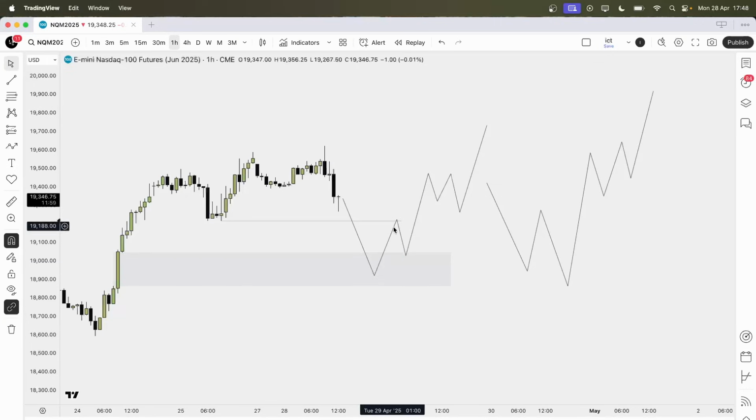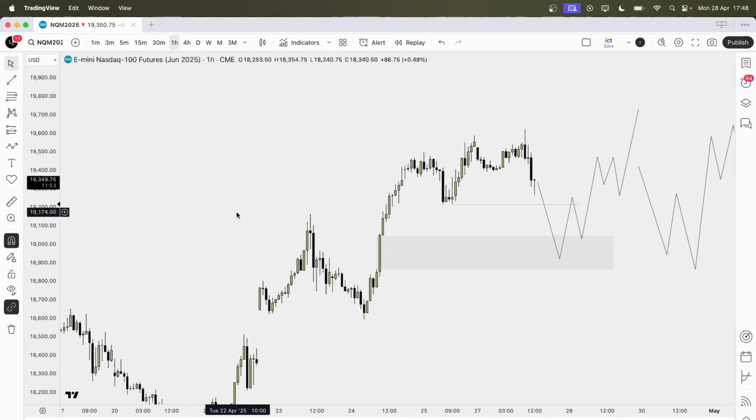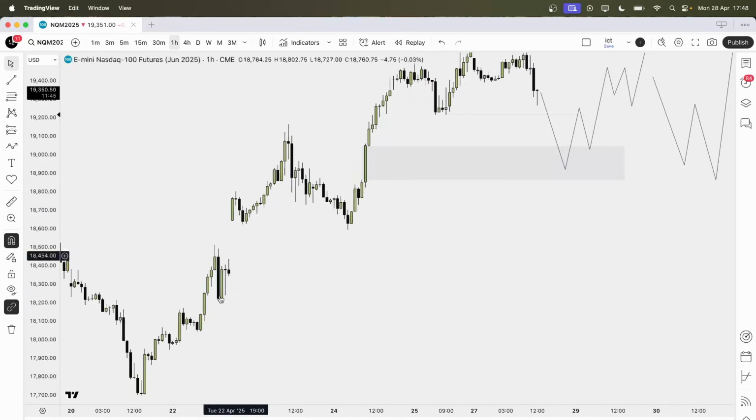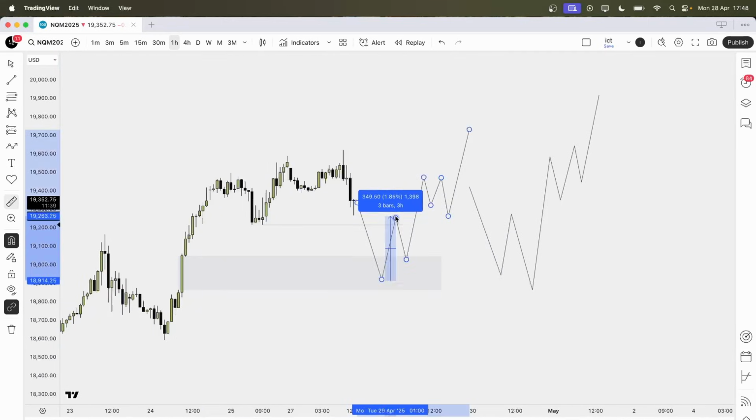If we get that sort of displacement higher, again, what does displacement look like? That's displacement. Displacement when we're creating gaps, that's displacement. Notice how we came down, rebalanced, and then ran. Look at the momentum, we even gapped a lot of points. So that is what displacement looks like, and that is what I would be looking at for inside of this price leg higher.